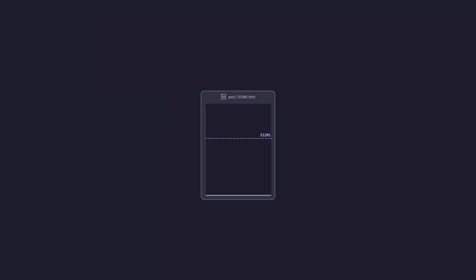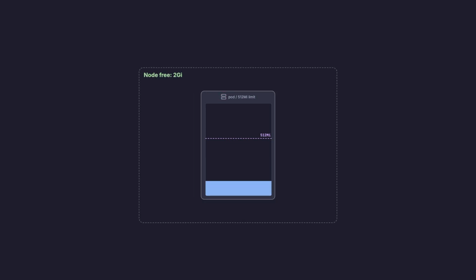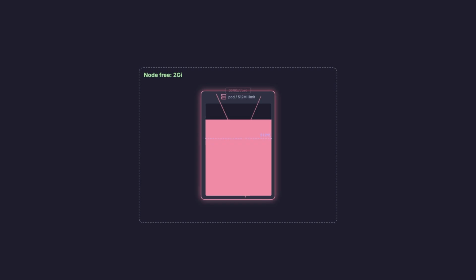In Kubernetes, the same trap shows up in resource limits. A pod that requests and limits 512 megabytes will be evicted the instant it exceeds 512, regardless of whether the node has free memory. Scaling the deployment from 3 to 10 replicas won't stop an individual pod from crossing its own limit.